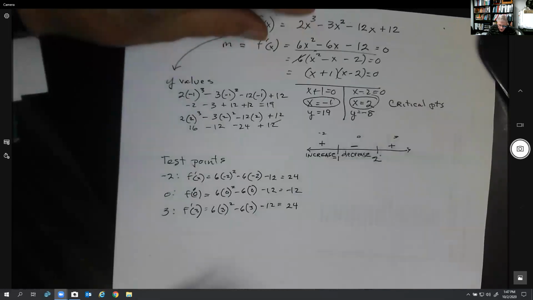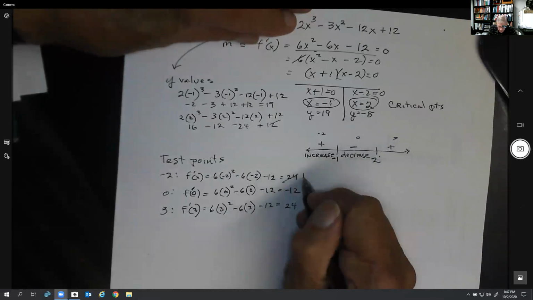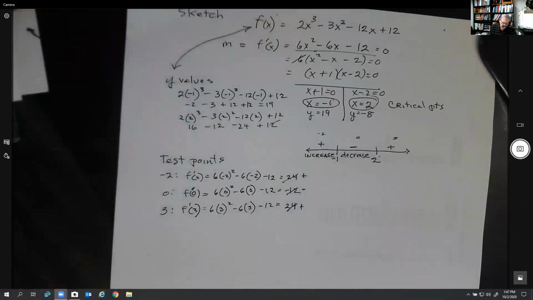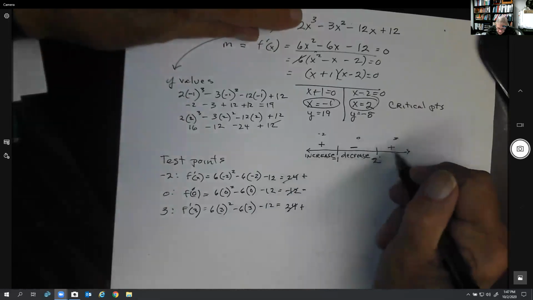And that's what I'm concerned with. I'm not really concerned with these numbers. I'm concerned with the sign of these numbers. The number really doesn't matter. It's the sign. Okay, so that's plus, that's an increase.